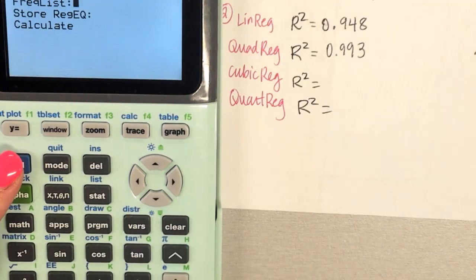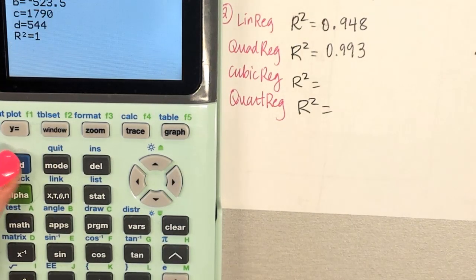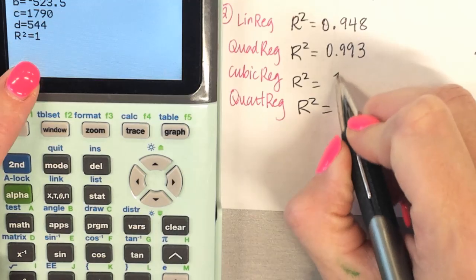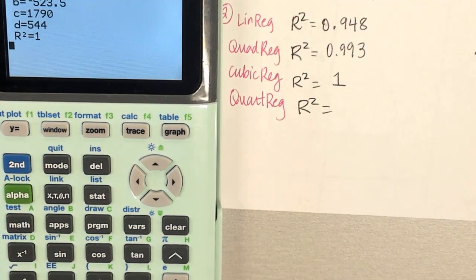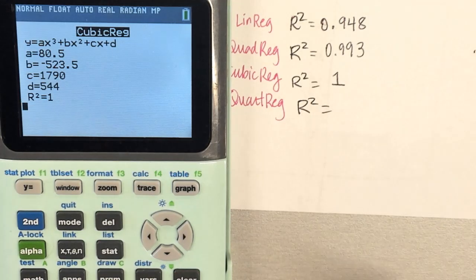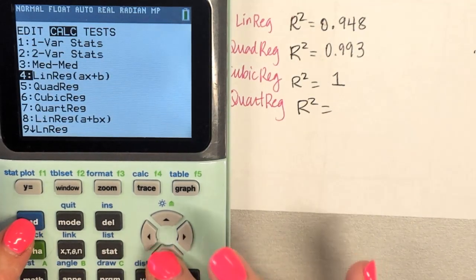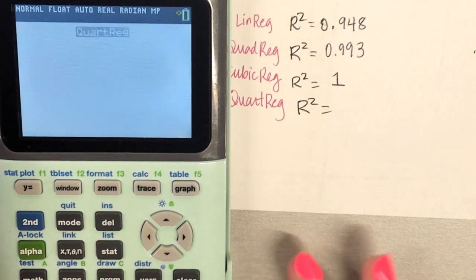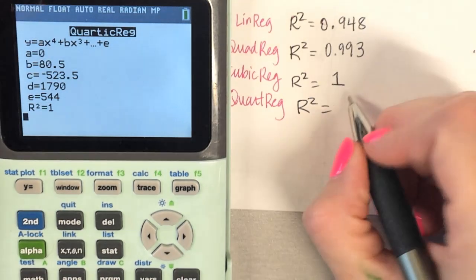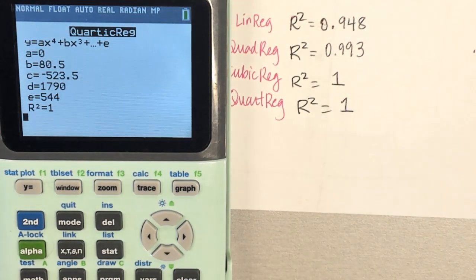Okay, and then the cubic regression, you should get exactly 1. If you didn't get exactly 1, I just want you to double check your points in your table. It should be 1 exactly. And then when you do the quartic regression, you should also get 1, and it's 1 exactly.